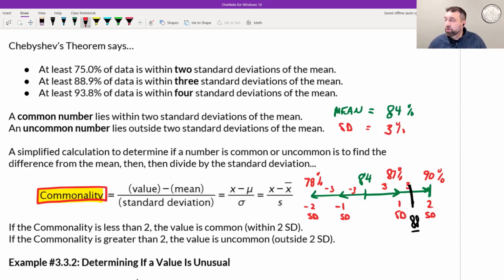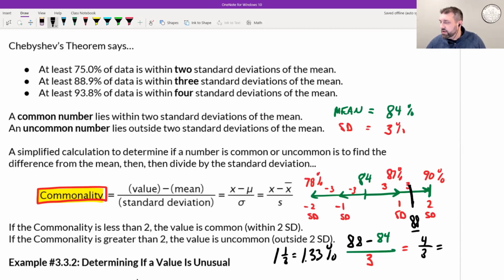So here's what we're going to do. We're going to take your 88, that is your score right here, and we're going to subtract the mean, which was 84. And we're going to divide that by the standard deviation, which was 3. So if you take 88 minus 84, that's 4, and divide it by 3. So your value was 1 1/3, or 1.33 standard deviations above the mean. This is called commonality.